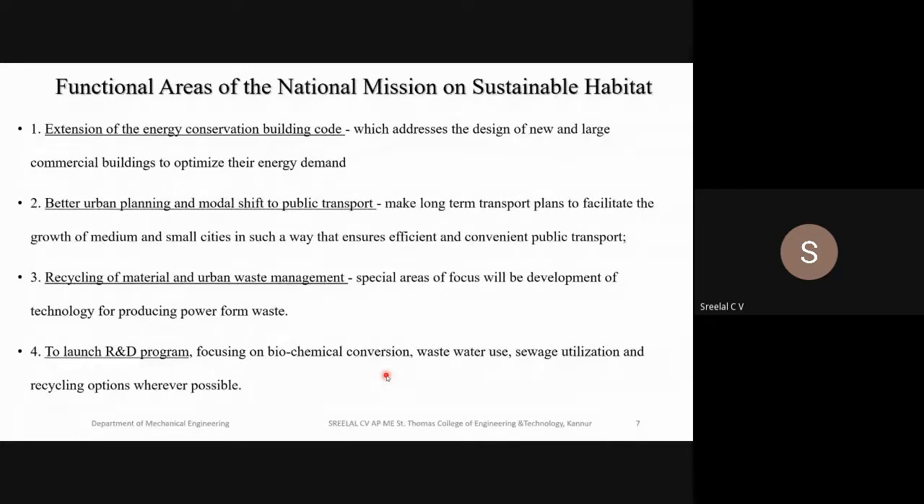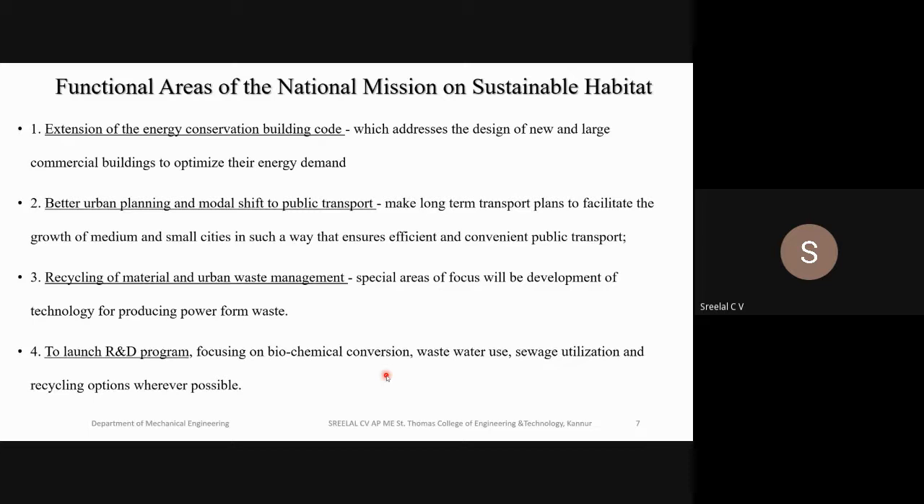The input resources will be reduced. The input resources will be decreased, and there will also be many innovations taking place in order to convert that waste into a useful raw material. So it will also develop them. We have to implement all these things in order to attain a sustainable habitat.